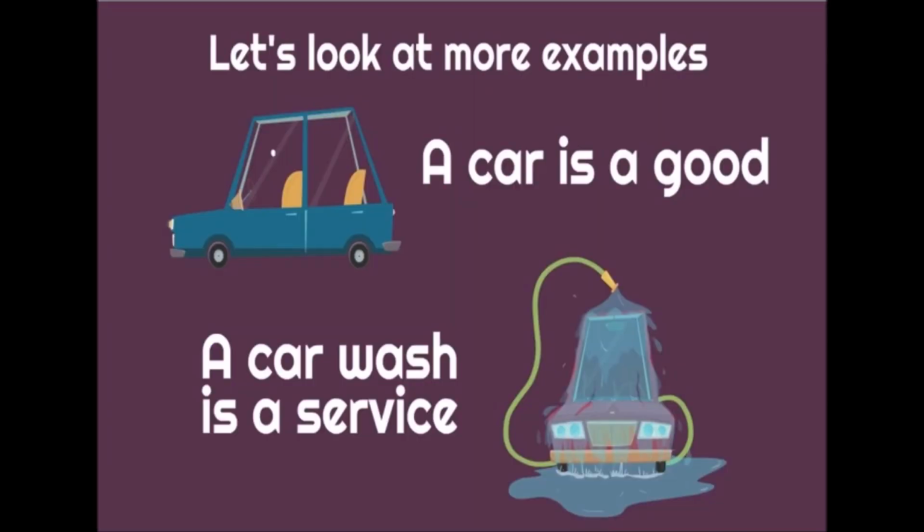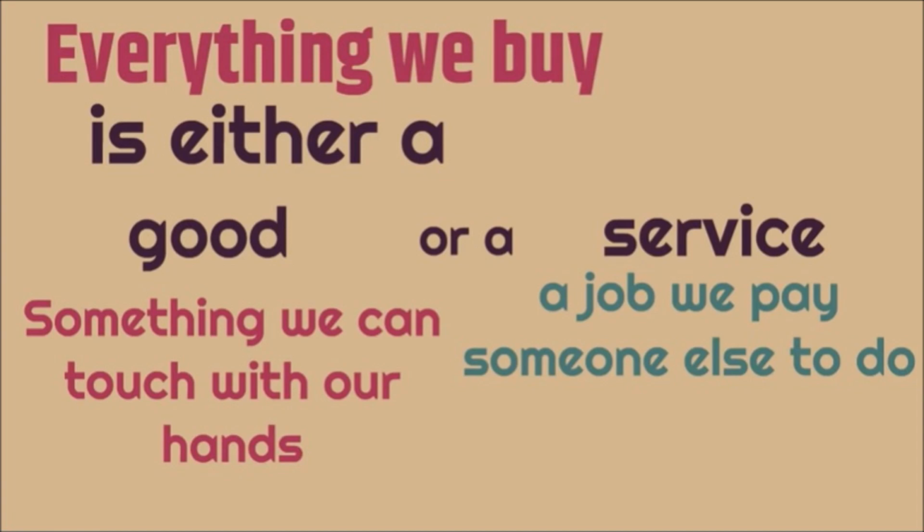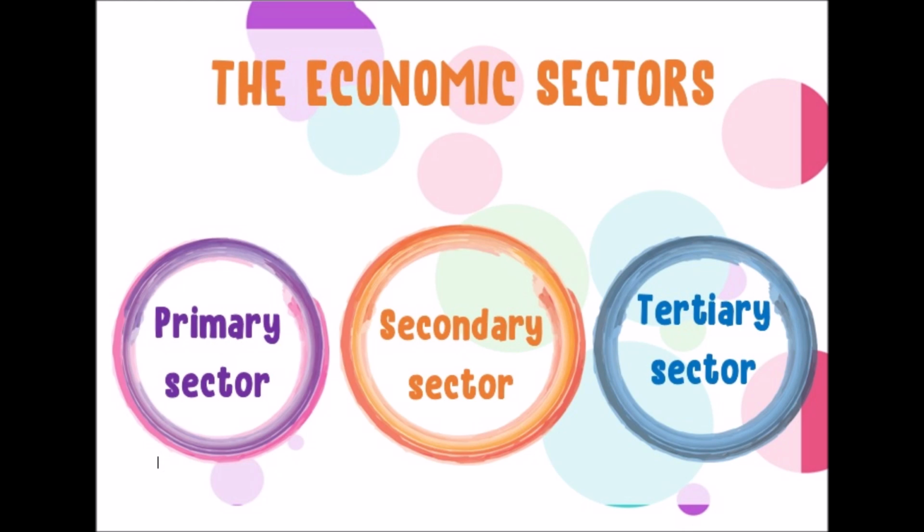Here we have an example. As we saw before, a car is a good because it's an object that you can touch and buy. However, a car wash is a service because it's an action that a person does for another person. Just to review, everything we buy can be a good or a service. The difference is that a good is something that we can touch with our hands, but a service is a job we pay someone else to do for us. Let's continue with the lesson.